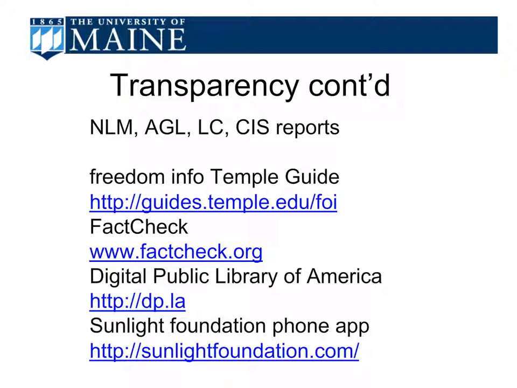So this is a continuation of the previous slide on transparency. A few more sources to access on transparency and accountability to check. You see here the Freedom Info. It's a Temple guide at Temple University. Is always a good source. FactCheck, which with the current elections is a source to go to for fact checking of statements, both by candidates and actual elected officials. I've already mentioned the Digital Public Library of America in the previous slide. Sunlight Foundation, again, is a good source for checking on the veracity of information with respect to the federal government. The neat part about the Sunlight Foundation is it has a phone app, if you want that on your phone to check sources, that's always a good thing to have.